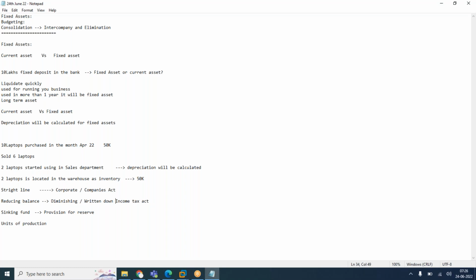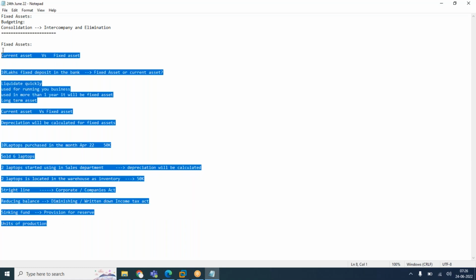Okay, fine. So the simplest way: the straight line method is a fixed expense. Reducing balance is in percentages. Yeah, you're right. Fine.